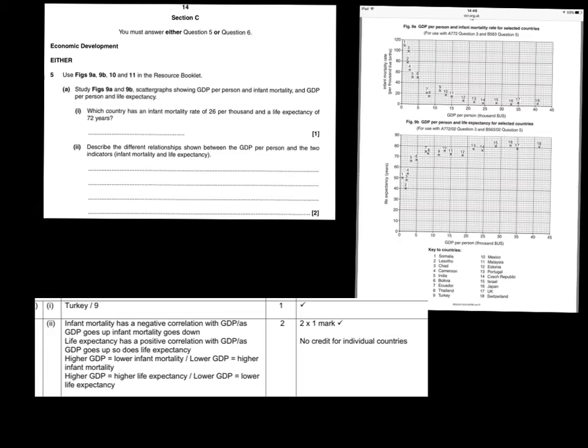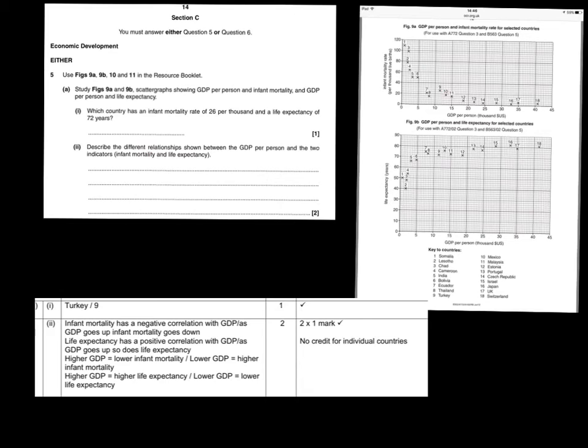So now we come to the economic development section of the exam, and it starts off with this question, and it's basically a data response question. So if we have a quick look, number 1, which country has an infant mortality rate of 26 per 1,000? So if you have a look, 26 per 1,000 is roughly about here somewhere, and has a life expectancy of 72 years. And again, 72 years takes you here. And if you have a look, what you can see is it's Turkey, which is number 9, which is just there and there. So most simple, most people got that.